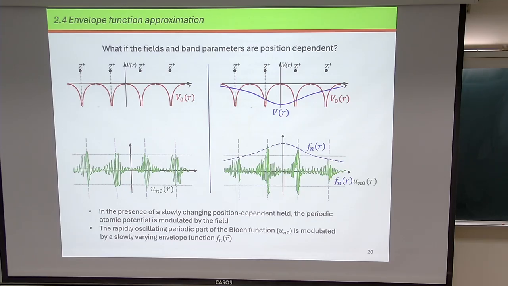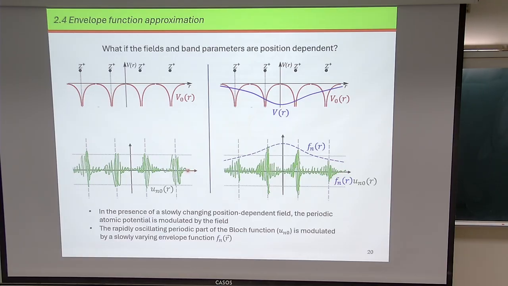So here is a picture. Here on the left, you have a situation in which you have a chain of atoms, and this is the attractive potential of these atoms acting on the electron. So the potential is periodic. And if you look at the periodic part of the Bloch function, it will look a little bit like this. It's mostly localized where the atom is, and rapidly oscillating. It's going to be periodic because the potential is periodic.